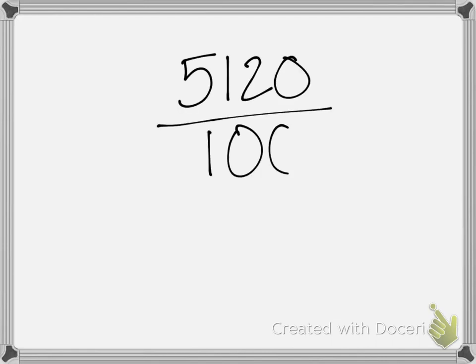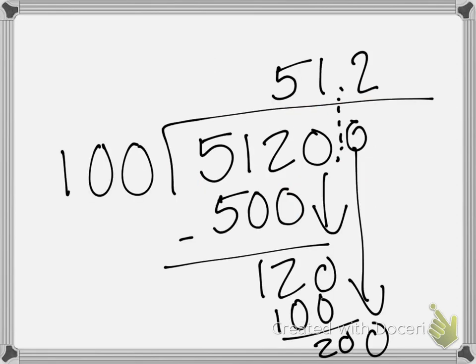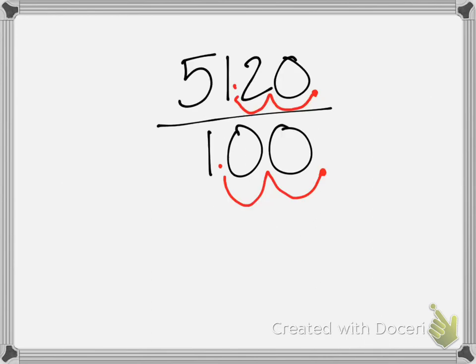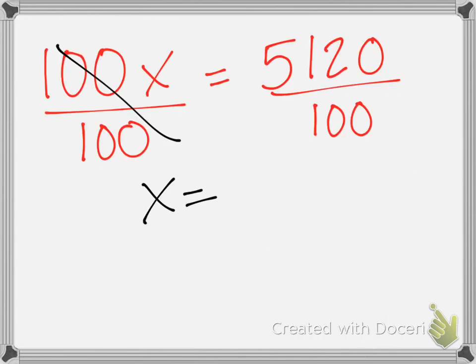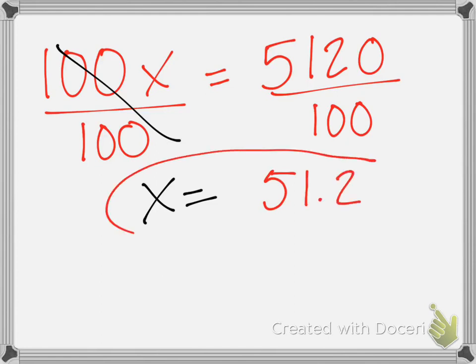When we have 5,120 over 100, in order to get our answer, we need it to be over 1. Remember what I said about moving our decimals? So, our decimal is here. If we want to get it over 1, we just move our decimal 2 places. So we do the same to the top, 2 places. Look at how both of our answers give us 51.2. Whether we did long division or just moved the decimal, we got the same answer of 51.2.